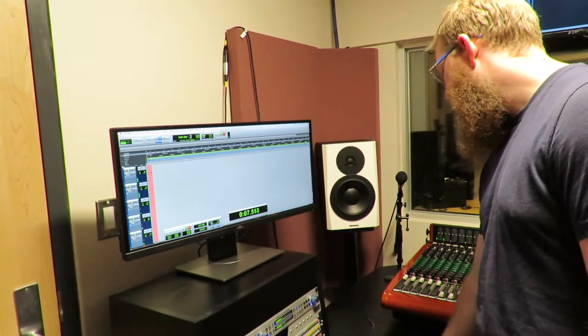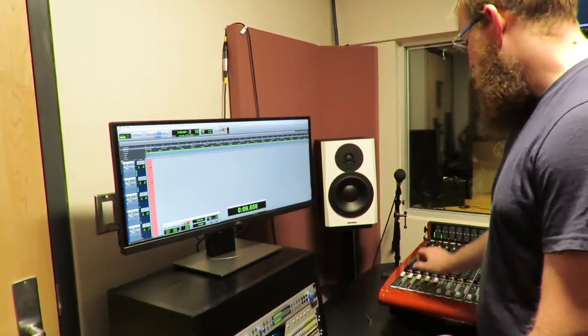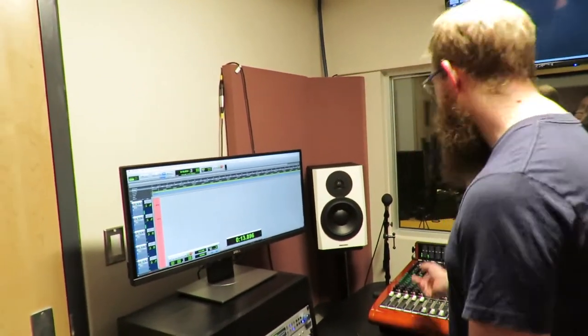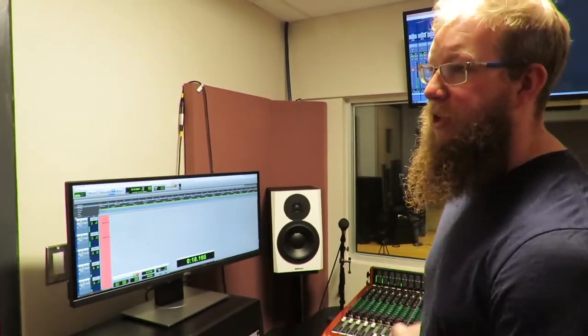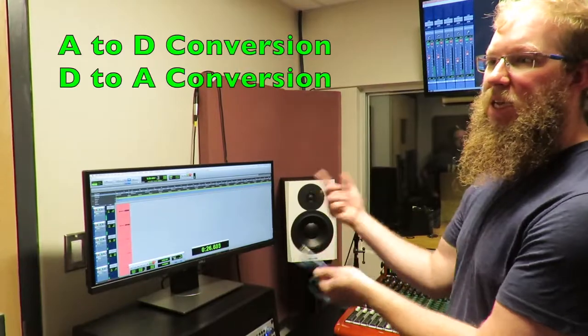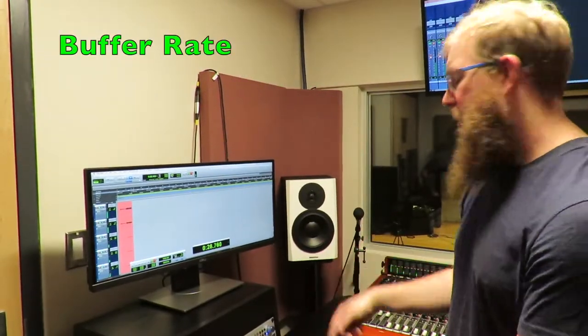So because we're listening to the digital and he's monitoring off the console, it's all analog, right? So it's instantaneous for him. He doesn't have to wait for it to go through Pro Tools and then back out. That's what's advantageous about using the console for monitoring. You don't have to worry about the A to D and D to A conversion buffer rate.